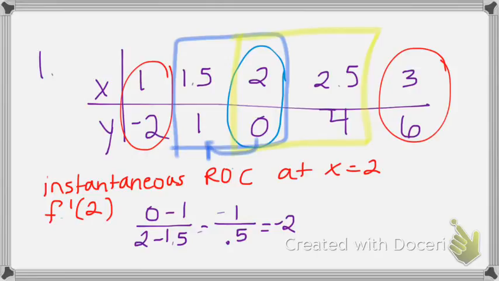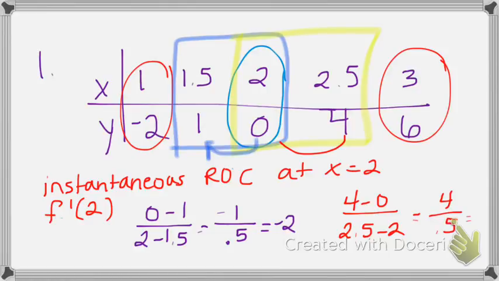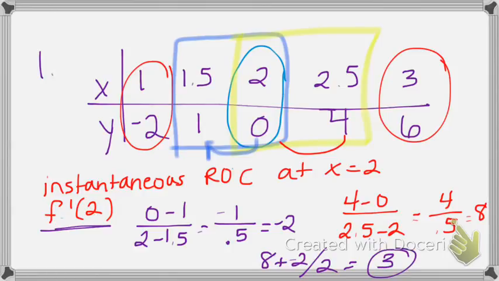If I do the other side, starting with the 4, it'd be 4 minus 0 over 2.5 minus 2. So we have 4 over 0.5, which is 8. So on one side of 2, the slope is negative 2, and the other side, the slope is 8. So what we do to estimate the rate of change is we add that together and divide by 2. So 8 plus negative 2 divided by 2 is 3. So we would estimate that f prime of 2 was 3.